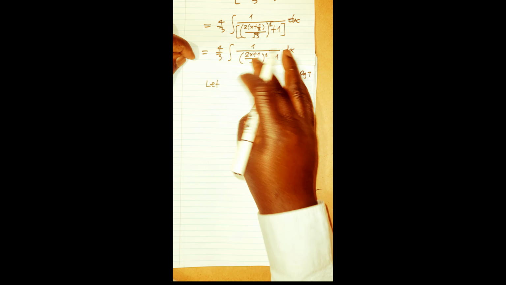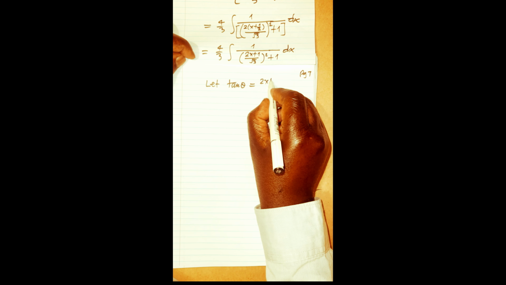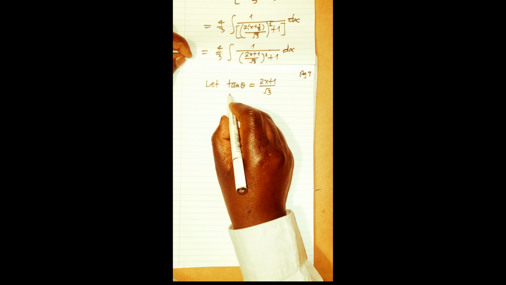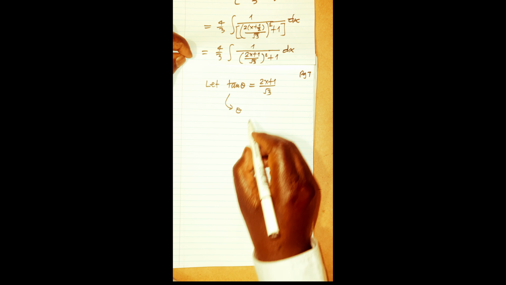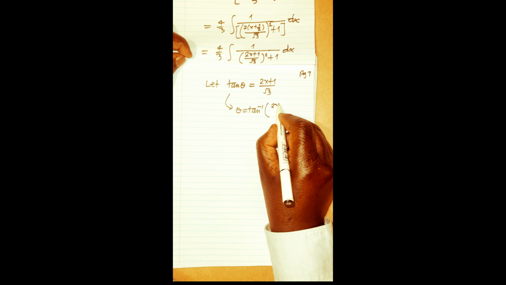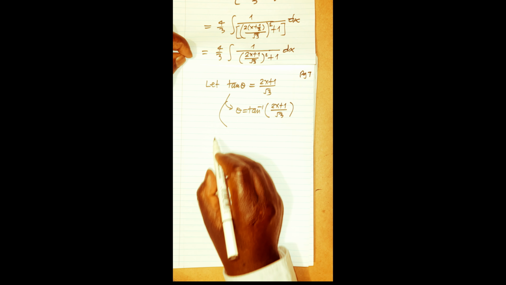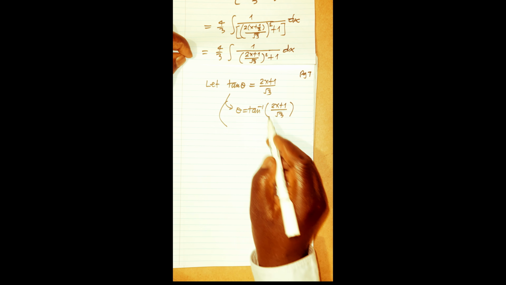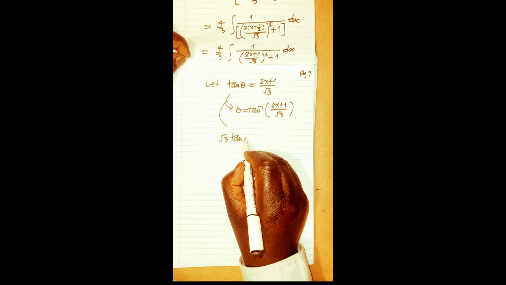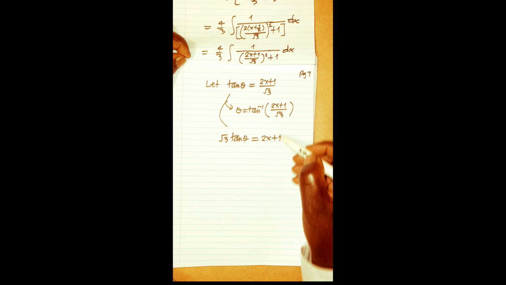So now we are saying let tan theta be equal to this. Tan of theta be equal to 2x plus 1 over root 3. The first equation to obtain from here, for theta, it's going to be tan inverse or arctan of (2x plus 1) over root 3. The second equation is going to be to differentiate both sides, but I'm going to have to multiply by root 3 first. So it will be root 3 tan theta is equal to 2x plus 1. You agree with me? If you multiply by root 3 both sides, this is what you get.